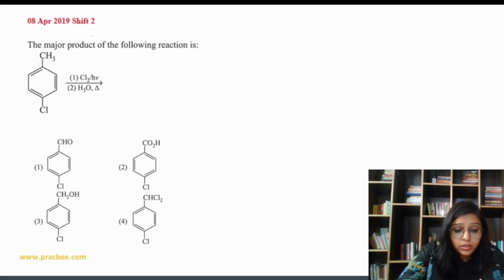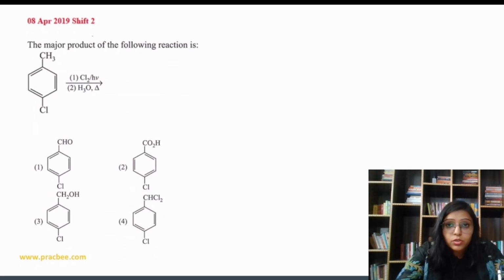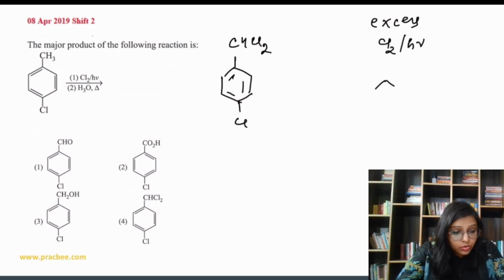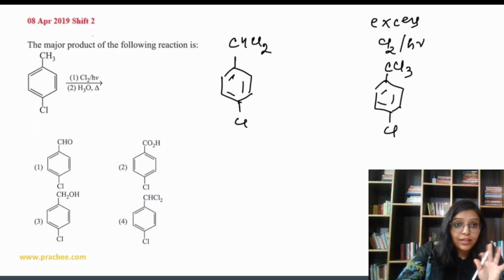The major product of the following reactions. So we have Cl2, h nu. So Cl2, h nu, so free radical. So we get CHCl2. If we have Cl2 in excess, we get CCl3. Understood? Here it is not in excess, so we get CHCl2. That's an important reaction.